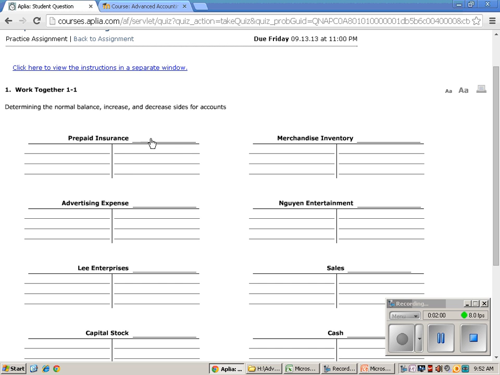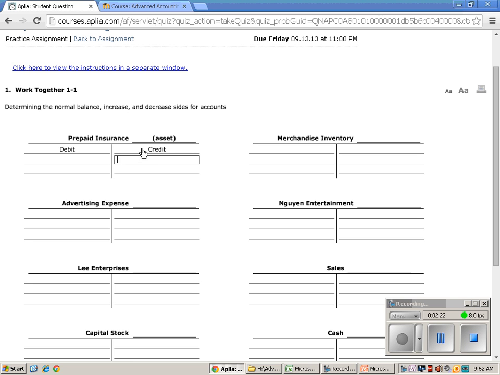All right, so let's get back to Aplia. So prepaid insurance is an asset account. It's something of value. Label the sides debit and credit sides. Well, we know that debit is always your left side and credit is always your right side. Regardless of whether it goes up or down, debit's always the left, credit's always the right.